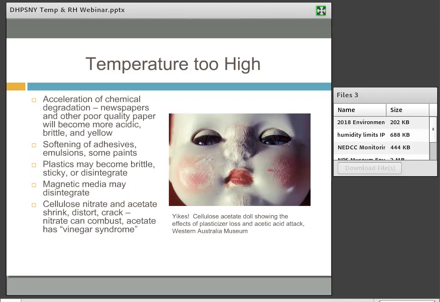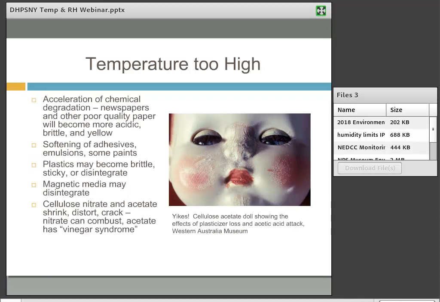High temperature causes acceleration of existing chemical degradation processes that might be occurring anyway. And that includes things like, again, deterioration of newspapers or other poor quality paper, which might be problematic. That high temperature really puts the accelerator on those chemical reactions. So it can, again, to go back to the example of newspapers, since we just did a newspaper webinar, it can cause this poor quality paper to become more acidic, brittle, and yellow.